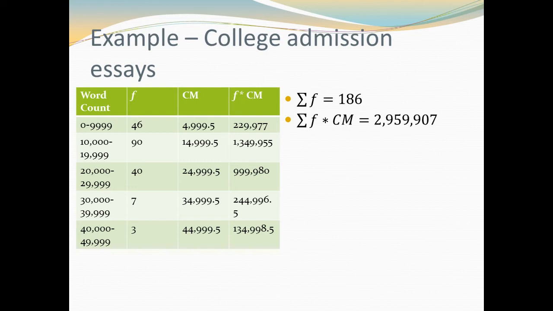2,959,907. Then all I want to do is divide the top number by the bottom number, and that's what I have here. X bar is 2,959,907 divided by 186. Therefore, I get a mean of 15,913 and a half words. If you were to actually see the entire data sheet and did the actual mean, you would see that you would be very, very close, if not exactly on point.